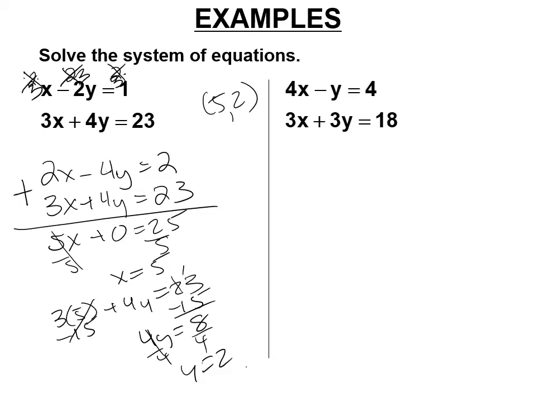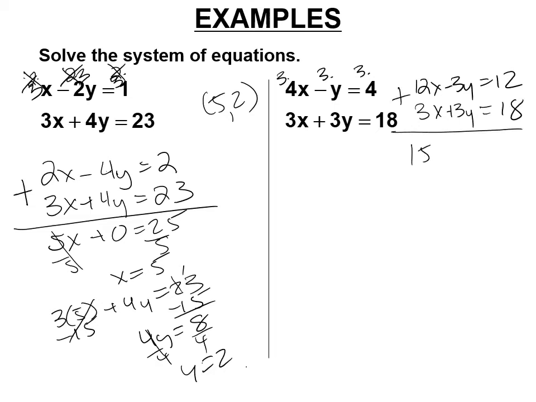All right, so let's see here. This one's pretty obvious what you do. I think there's really only one good choice, and that's multiplying the top one by 3. Because then you get 12x minus 3y equals 12. The bottom one stays the same. We're going to add them together. We get 15x plus 0 equals 30. That turned out very nice.